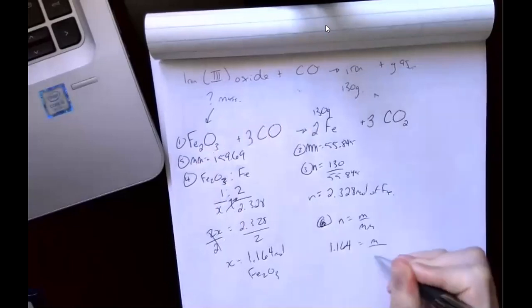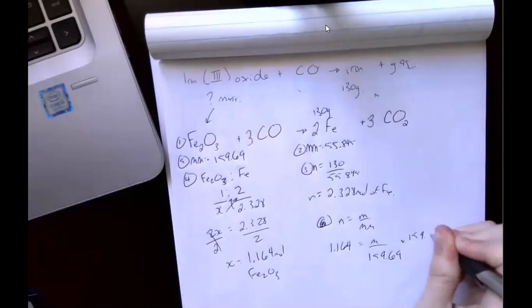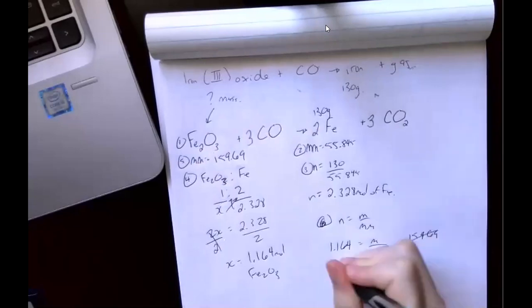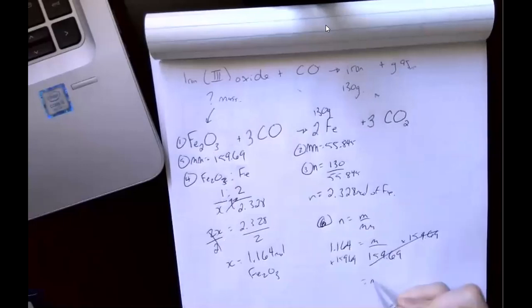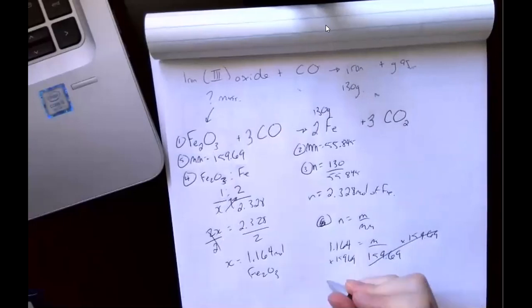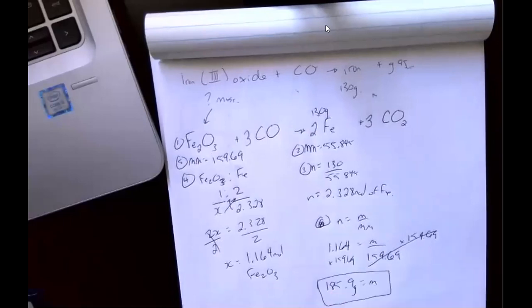So for step 6, I plug in my moles of iron oxide, plug in my molar mass of iron oxide, and then multiply to solve for mass. And I'll get 185.9 grams of iron oxide as my final answer.